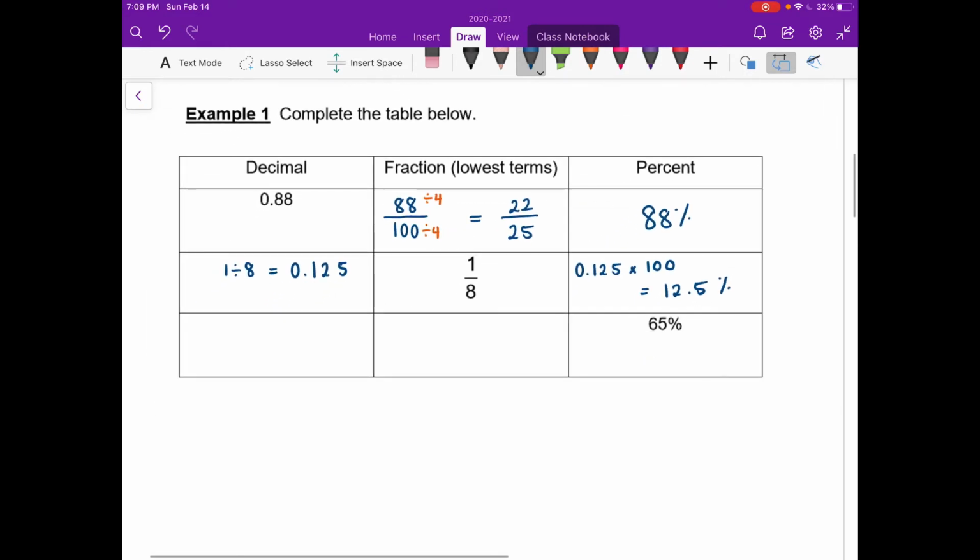So try doing this one on your own. You have a percentage of 65. Tell me if you can find the fraction in lowest terms and the decimal as well. So you can pause the video here, try to do it by yourself, and then we'll come back and take it up together. All right, welcome back.